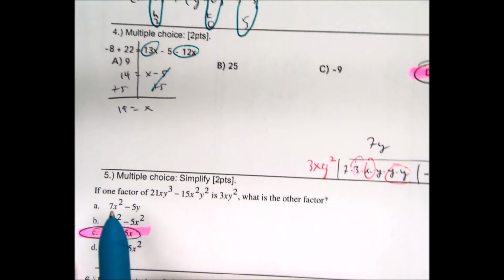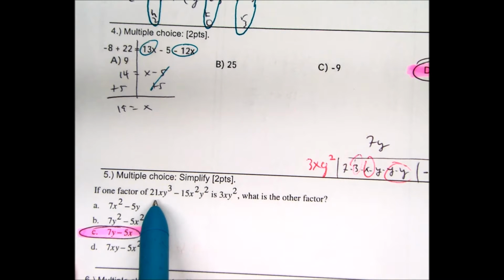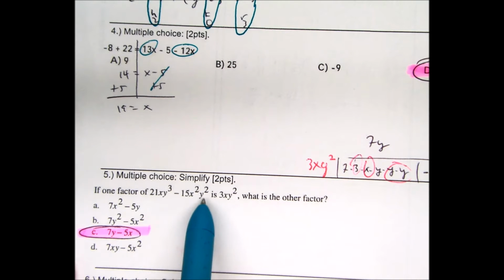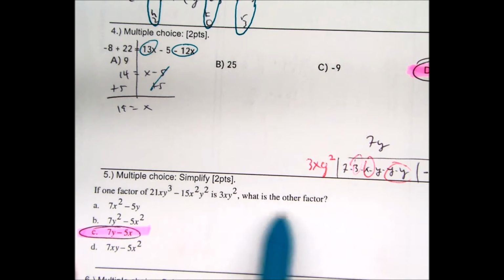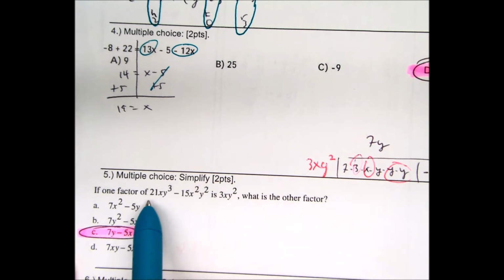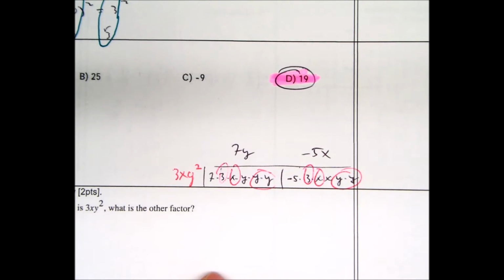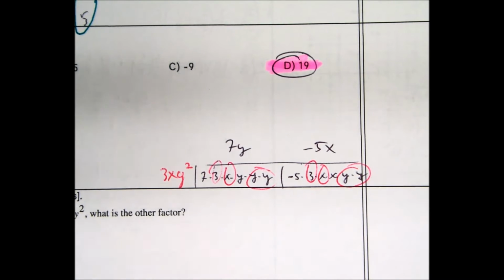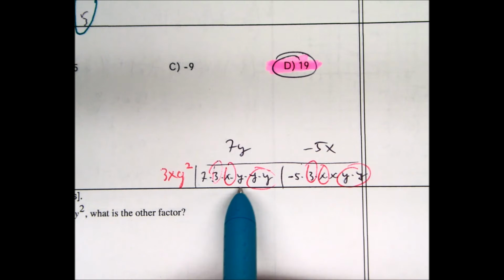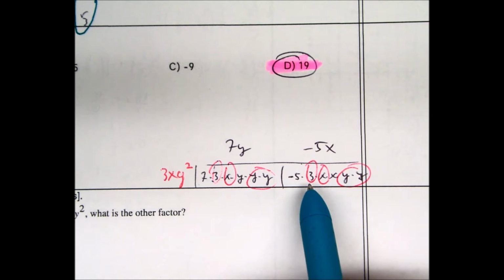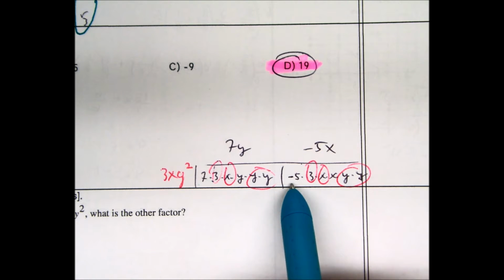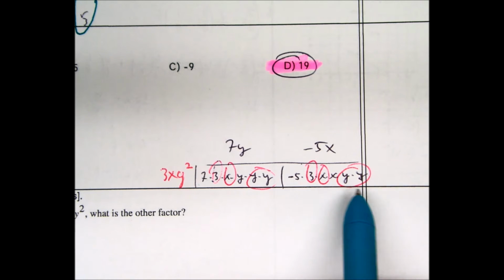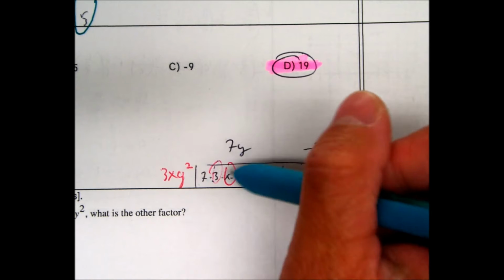Question number 5 says, if one factor of 21x y third minus 15x squared y squared is 3x y squared, what is the other factor? So if I took this and I break it down into factors, 21 can be written as 7 times 3. Y to the third can be written as y times y times y. Negative 15 can be written as negative 5 times 3 times x, and y times y. So there I'm circling.